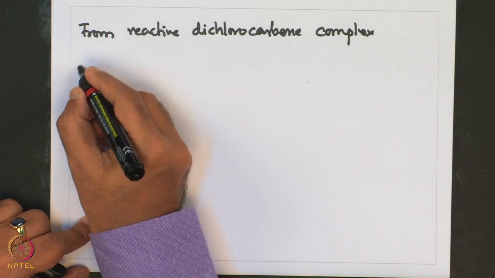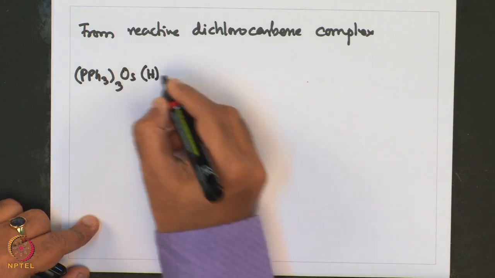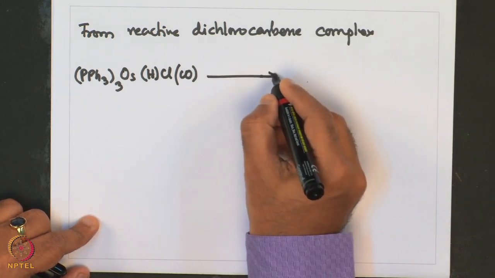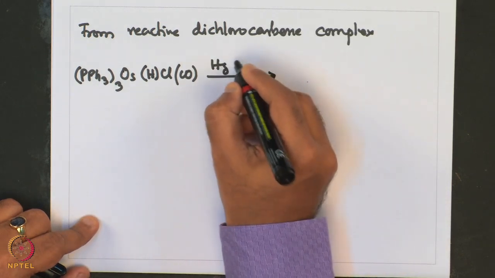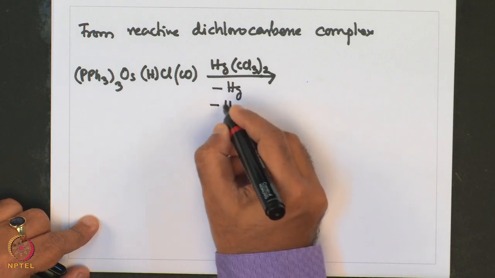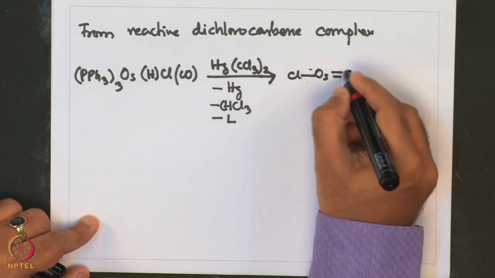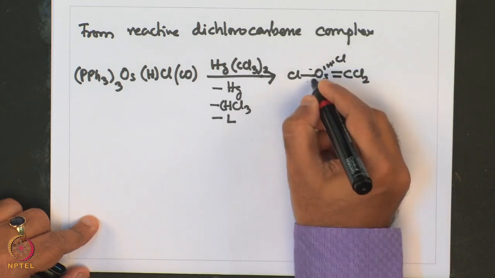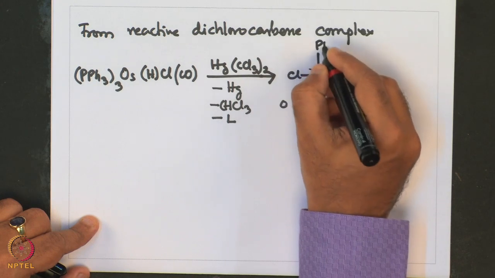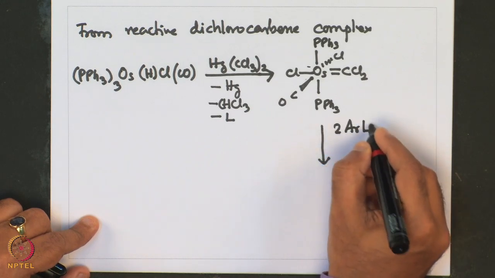So, the reaction of PPh3 osmium hydride, chloride and CO with HgCl3 whole 2 eliminates HgCl3 and PPh3 and gives this osmium dichlorocarbene. PPh3 that reacts with 2 Ar lithium.